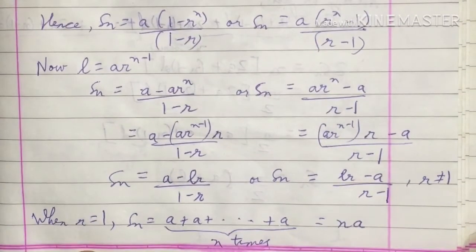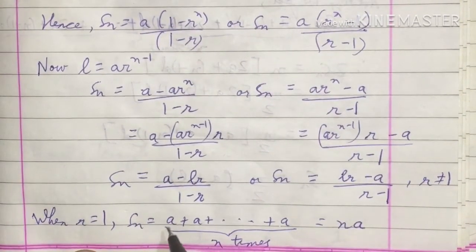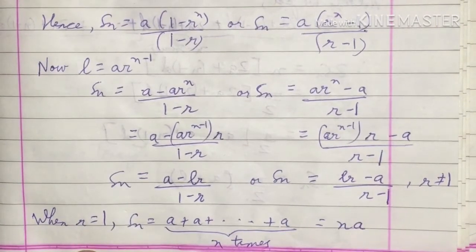Now when r is equal to 1, the geometric progression goes as a, because it's having a common ratio of 1. So all the terms are a, and the sum of the n terms is basically n times a, because a is repeated n times, so it becomes n times a.